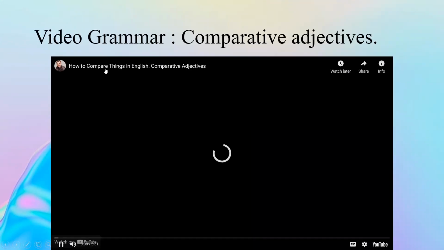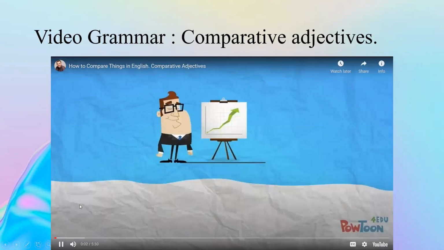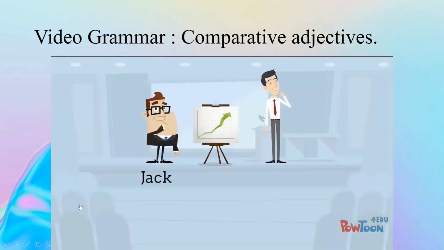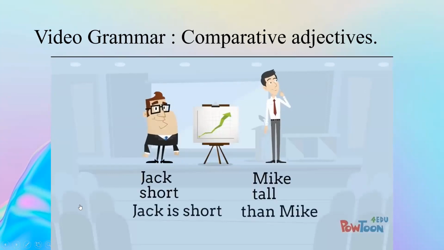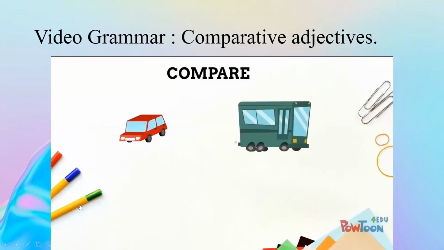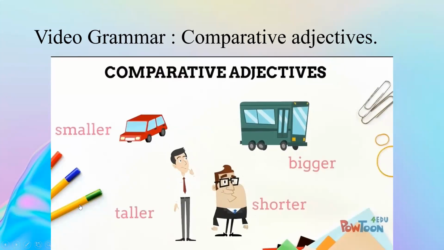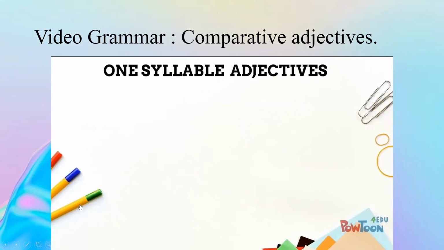Videos, grammar, comparative adjective. This video is about comparative adjectives in English. This is Jack and this is Mike. Jack is short and Mike is tall. Jack is shorter than Mike. Mike is taller than Jack. We often need to compare different things and people. And to do this, we use comparative adjectives. For example, smaller, bigger, taller, shorter.